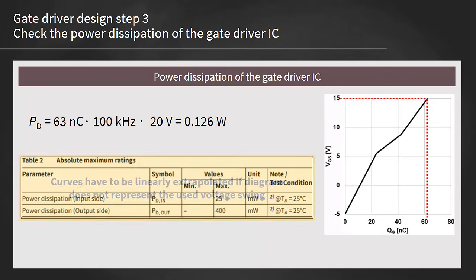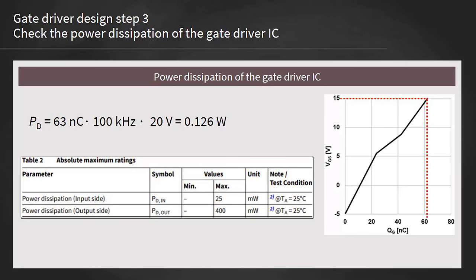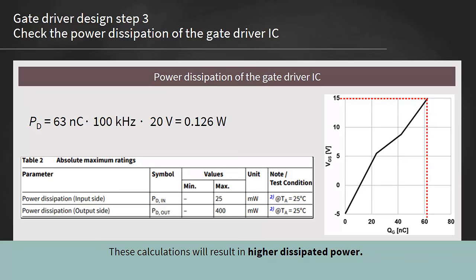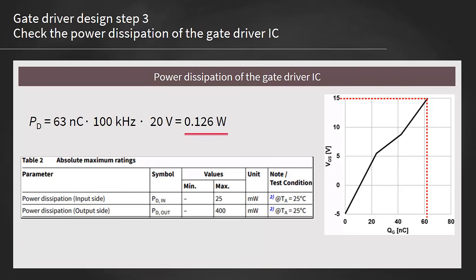In special cases, the curves have to be linearly extrapolated if the diagram does not represent the used voltage swing. Note that it is necessary to use the QG value of the table in a MOSFET's datasheet if no diagram is given. The calculations will then result in a higher dissipated power. However, this is on the safe side and a best-can-do strategy. The power dissipation is calculated with 0.126 watt. As a first check, we compare this number with the total allowed power dissipation at an ambient temperature of 25 degrees Celsius.